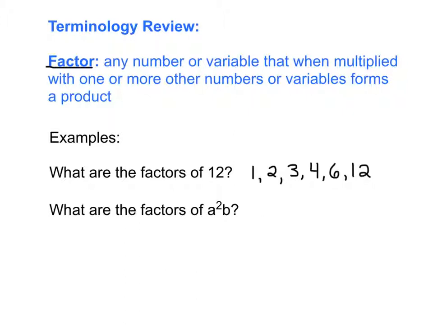What about the next example, a squared b? We want to write down all the things that are multiplied together to get a squared b. A squared means a times itself. So there's two factors that are a and then just one b. So a squared b has three factors: a, a, and b.